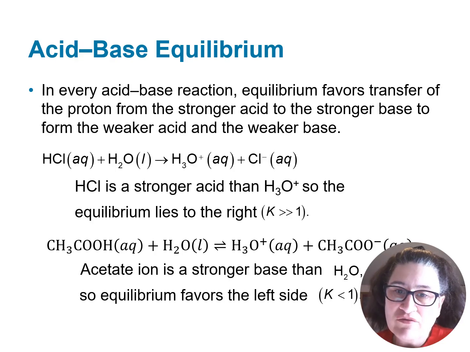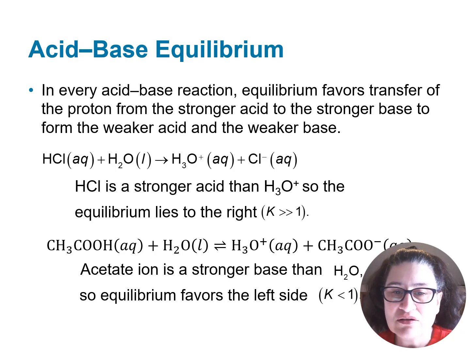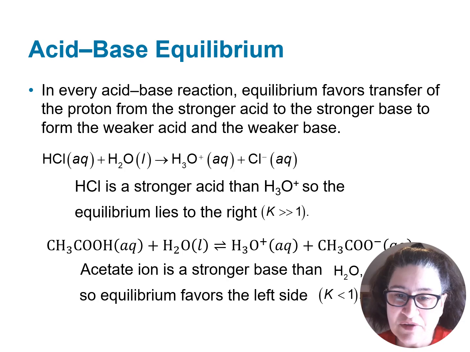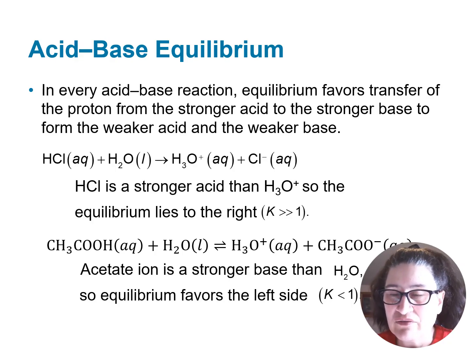Okay, so in every acid-base reaction, our equilibrium is going to favor going from a strong acid or base to a weaker acid or base. So in this first reaction, HCl is a very strong acid, so that means this reaction is going to want to proceed forward, making K very, very large. Now, in the second reaction that we have, water is weaker than H3O plus. So in that case, the reaction is going to go to the left side, and K would be very small.